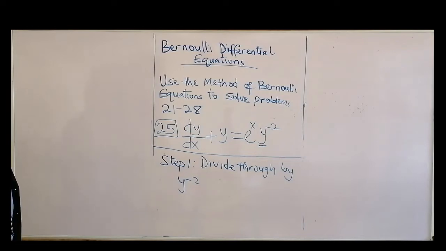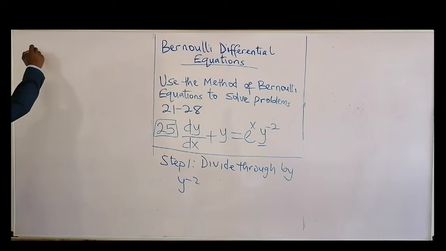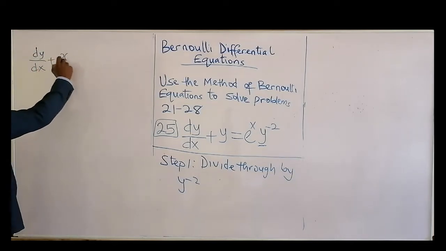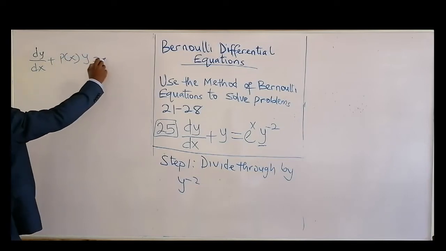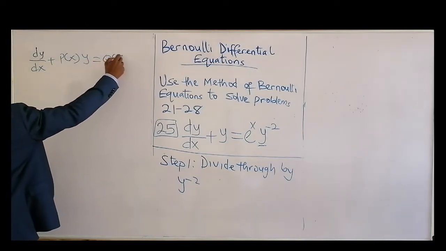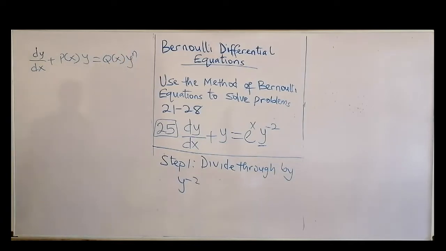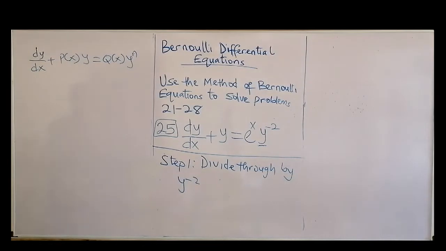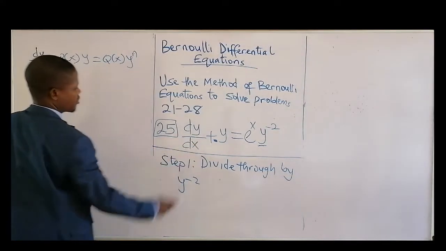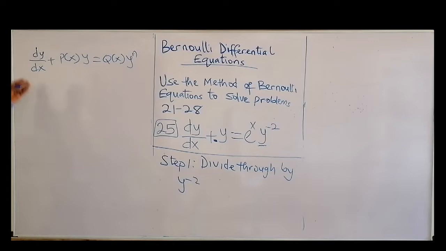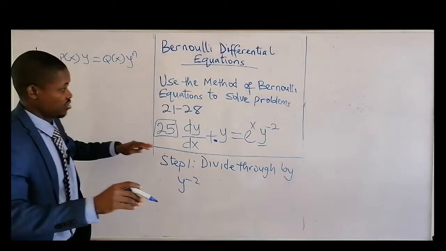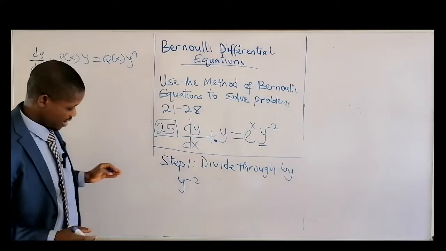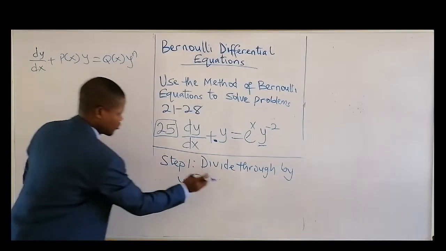Okay? And don't forget what we said, that Bernoulli's equation is of the form dy/dx plus p of x y equal to q of x y to the n. So in this question, my n is minus 2. So the p of x in this place is 1. There's no p of x, it's 1. And Bernoulli's equation is a first order differential equation. Okay, let's go straight back to the solution.